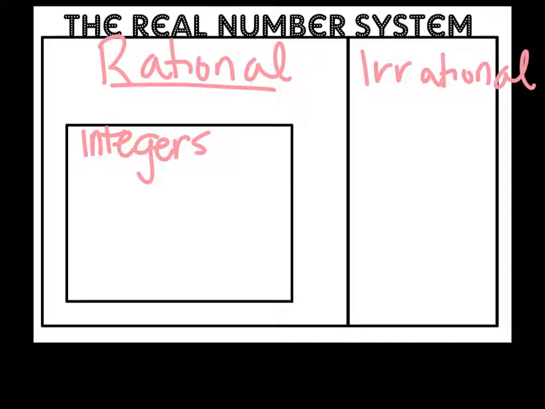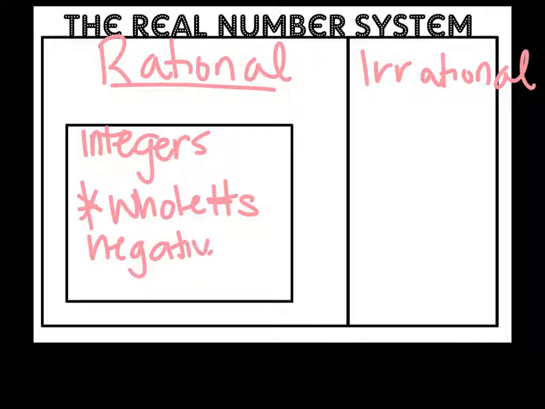So our integers are our whole numbers, including negatives, and 0.